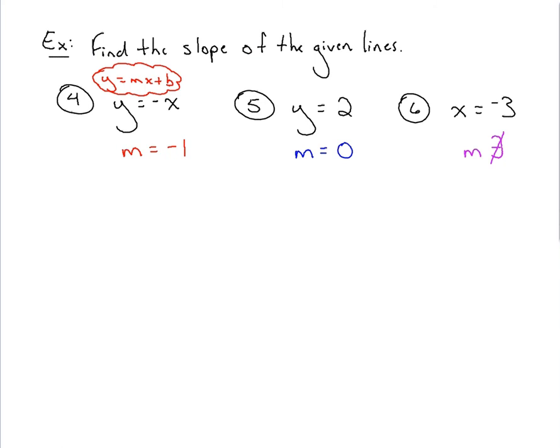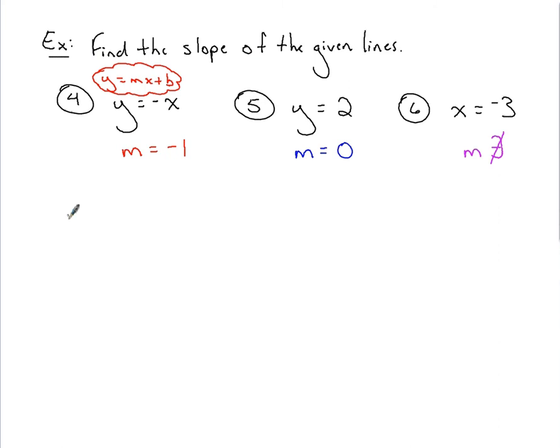So part of recognizing which forms are probably best to associate with here is also recognizing if you have special situations for lines. Horizontal lines, slope 0. Vertical lines, slope does not exist.